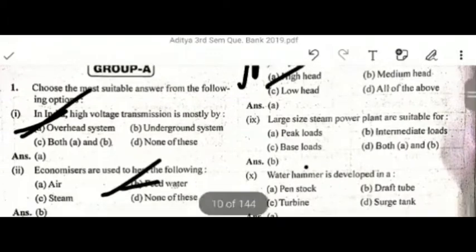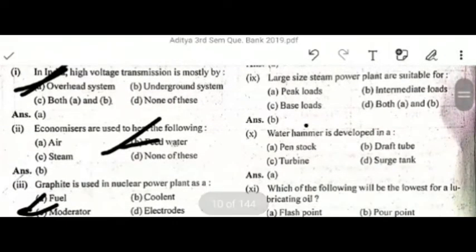Now in the ninth question: large size steam power plants are suitable for intermediate loads. For intermediate loads, large size steam power plants are suitable, and for base loads, small size steam power plants are suitable. Here intermediate loads will be the correct answer.